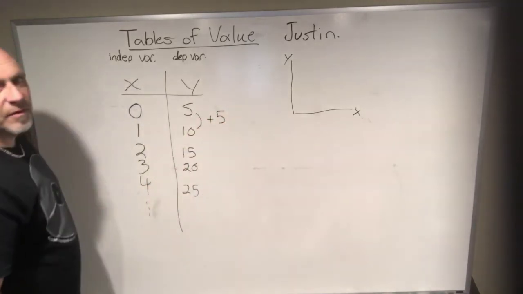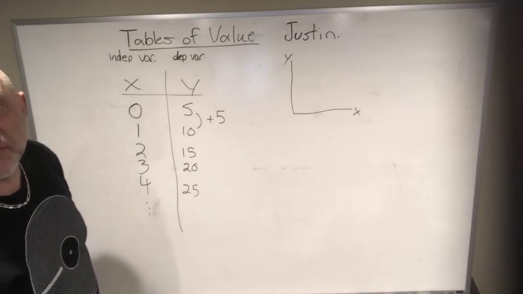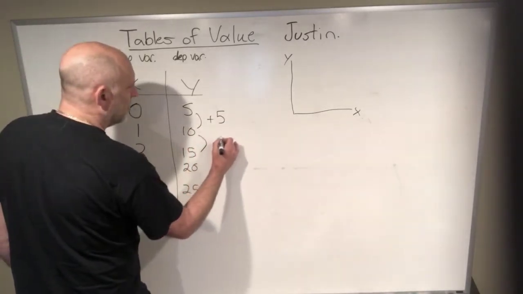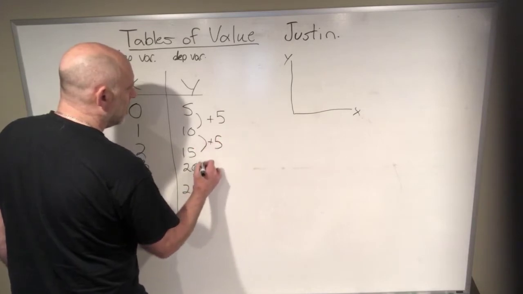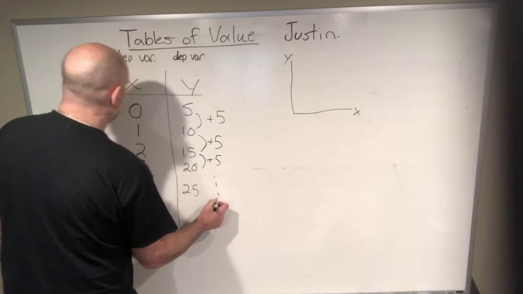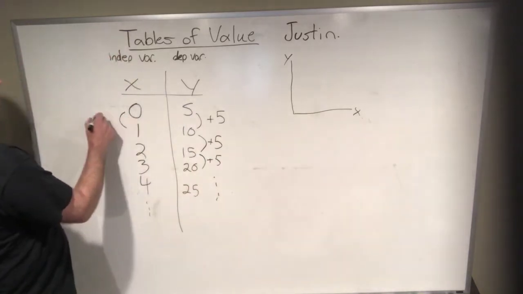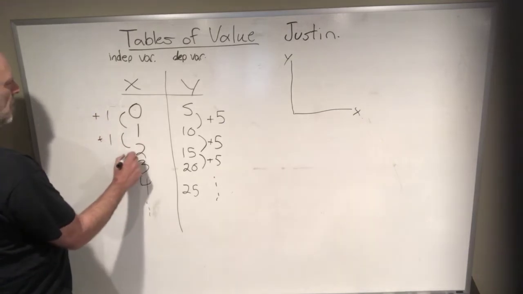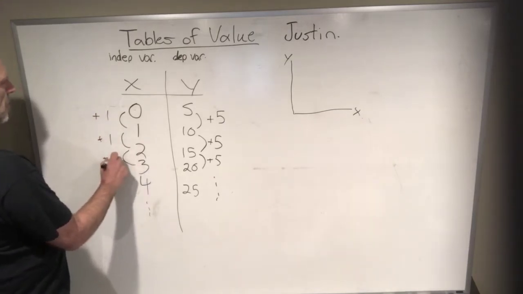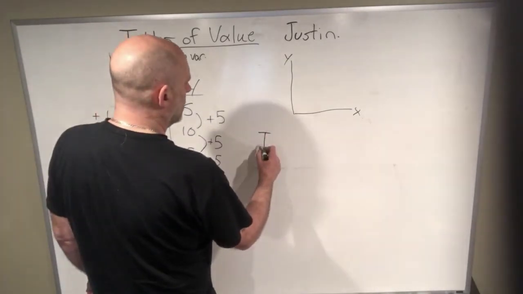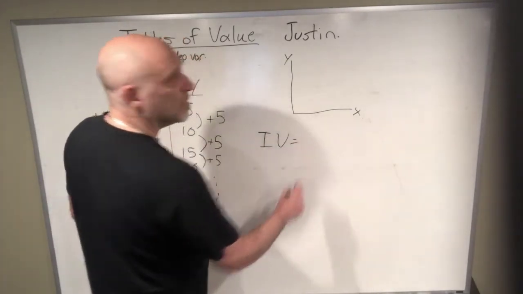I'm putting that plus there to remind me sometimes it goes down as we go on. Okay, this is going up by 5, up by 5, up by 5, so on and so forth. This is going up by 1, up by 1, up by 1. Okay, so now, what's IV? IV is what you start with.